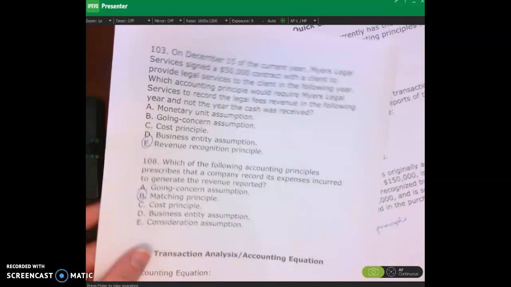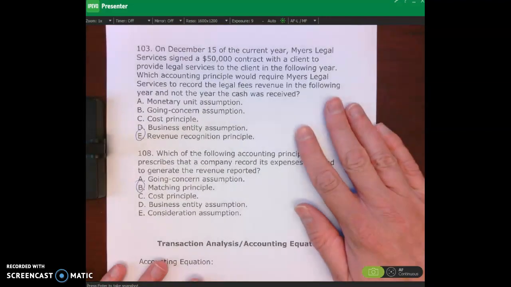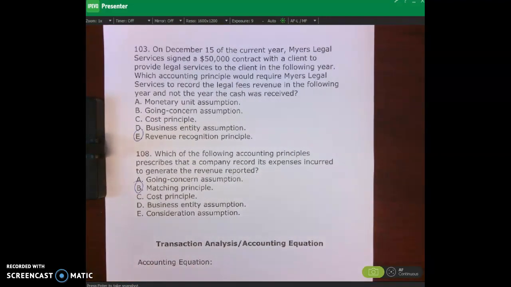Okay, let's take a look at the next one on page 9, number 103. It says on December 15th of the current year, Myers Legal Services signed a $50,000 contract with a client to provide legal services to the client in the next year. Which accounting principle would require Myers Legal Services to record the legal fees revenue in the following year and not in the year in which the cash was received?